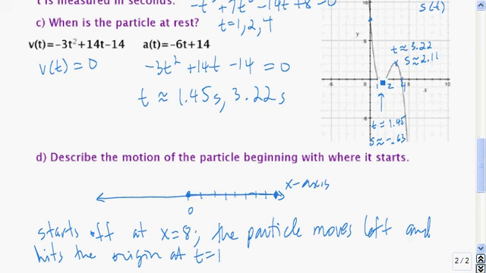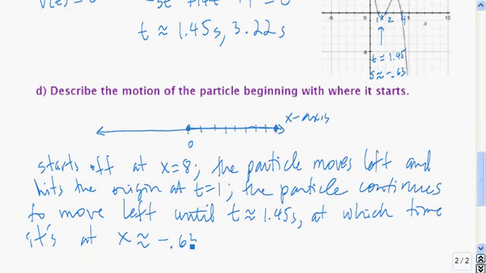We see now here s of t is negative, negative, negative. Then at t equals 1.45, the position of the particle is at negative 0.63. Okay, so the particle continues to move left until t is around 1.45 seconds, at which time the particle is at about negative 0.63.